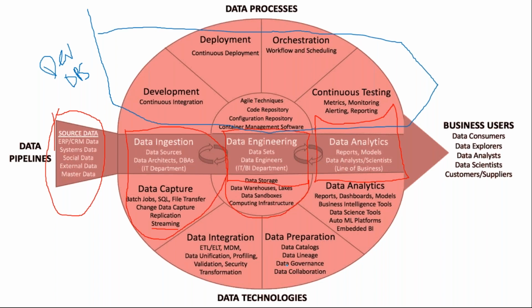So what helps you to achieve this? When it comes to data integration, you should have ETL, MDM, master data management, and profiling and validation in place, and data preparation, data catalogs and data collaboration that you should have in place. And when it comes to data analytics, you should have data science tools, dashboards, and BI tools. So collectively, all these tools, techniques, and processes put in place are called the data apps pipeline.